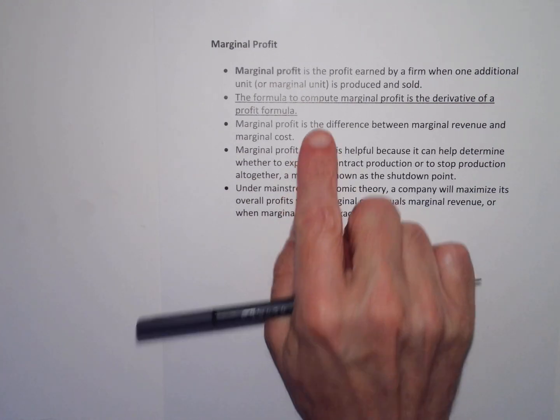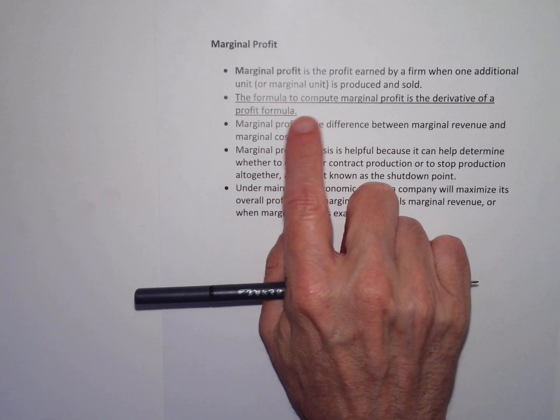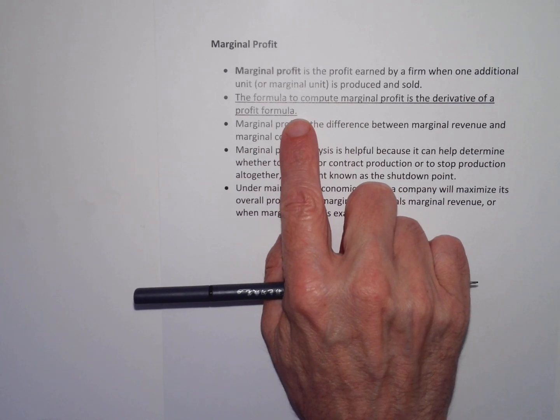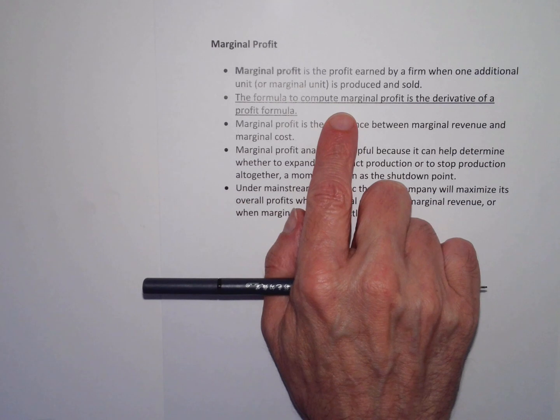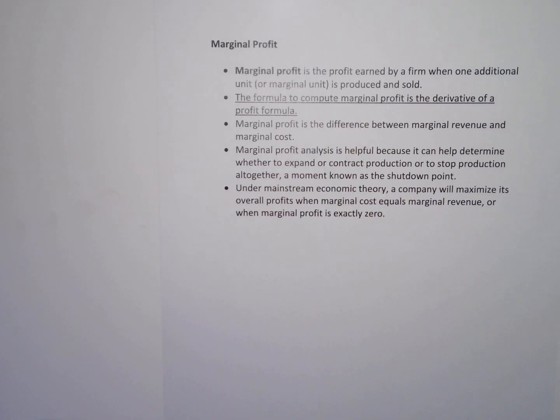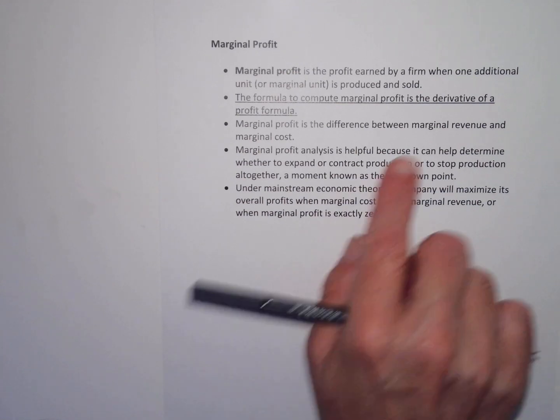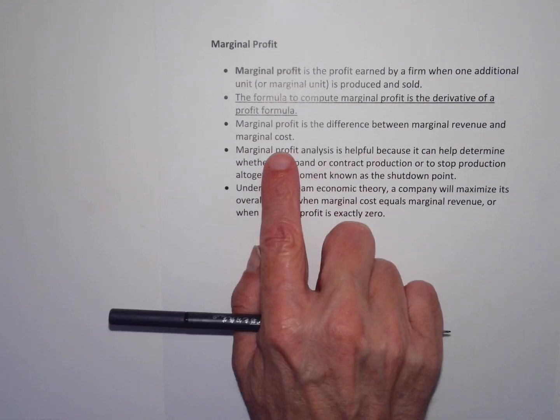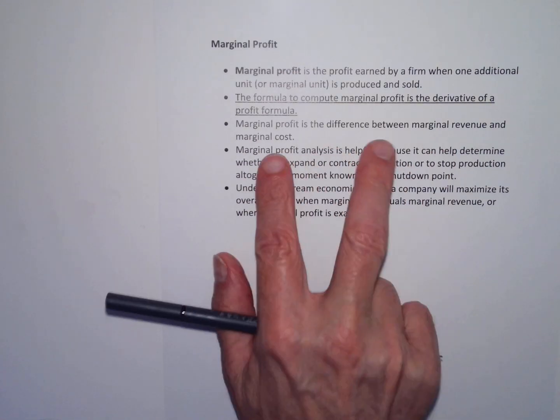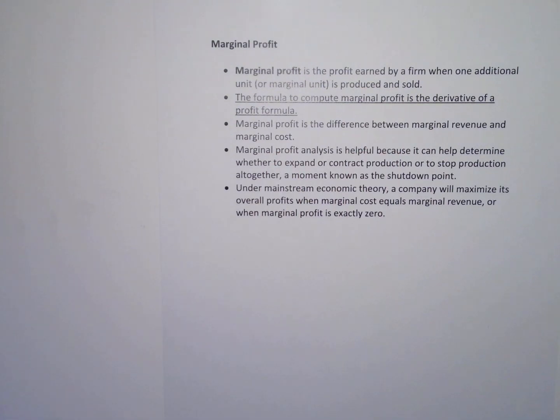And to find marginal profit, it's the derivative of a profit function. If you have a profit function and you find its derivative, if you plug a number into the derivative, it will tell you how much more money you'll make by selling one more item. Marginal profit's the difference between marginal revenue and cost. Marginal revenue minus marginal cost is marginal profit.